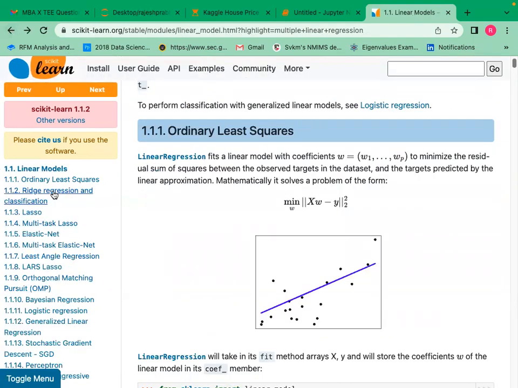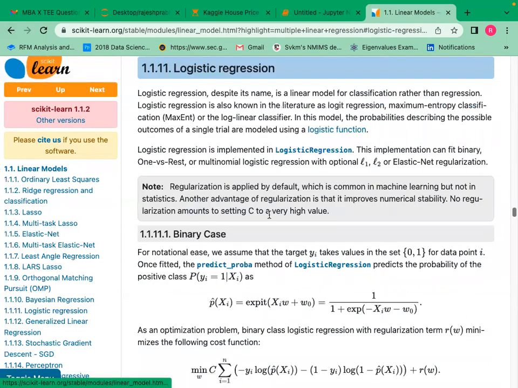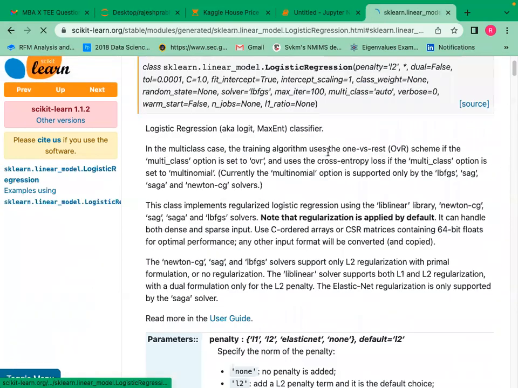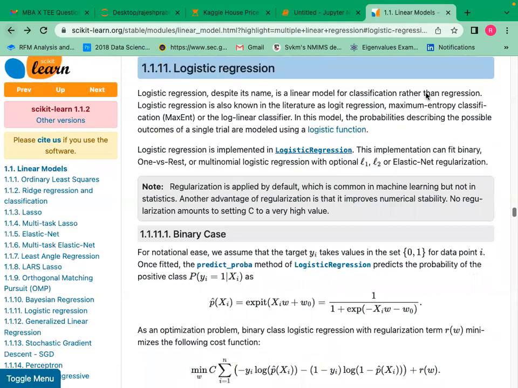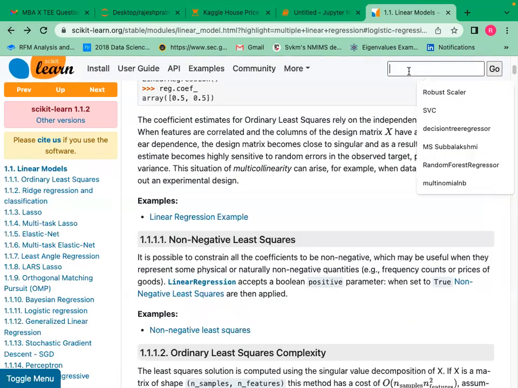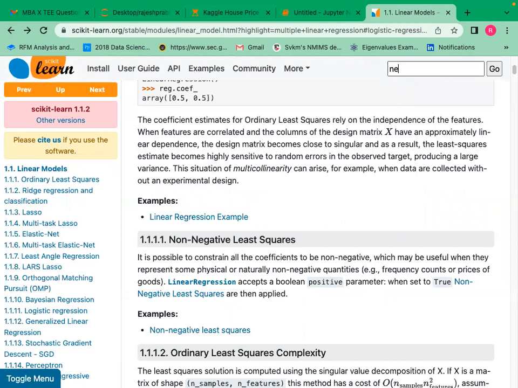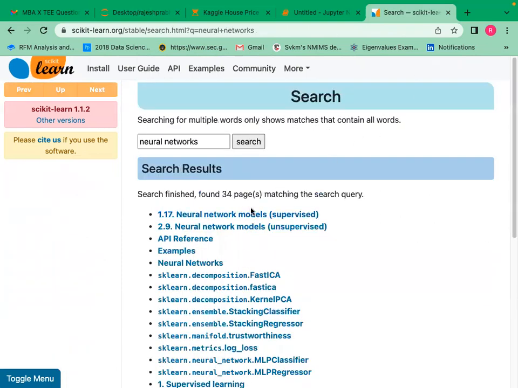Similarly, logistic regression. Where is logistic regression? Here. So in logistic regression, penalty is there, L2. You can use it in binary logistic regression. You cannot use it in tree-based models. You can use it in neural networks, because neural networks are regression models only. Sequential linear models.